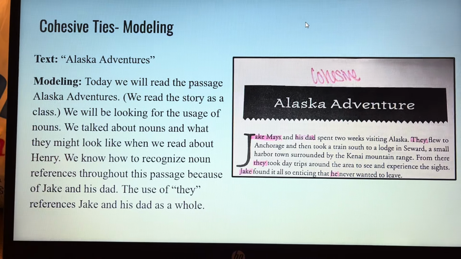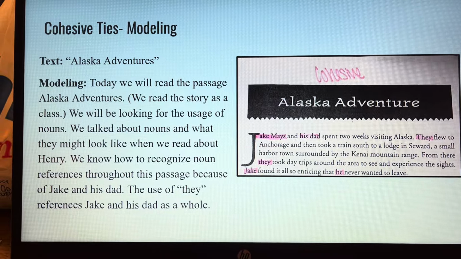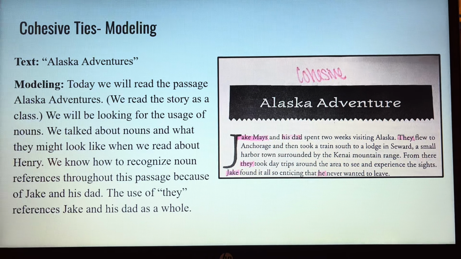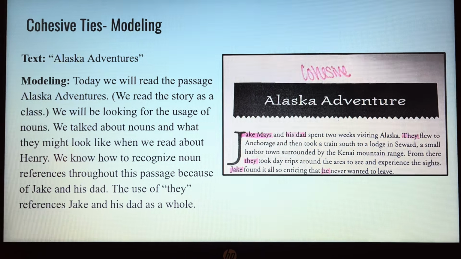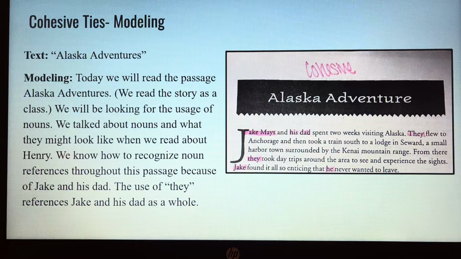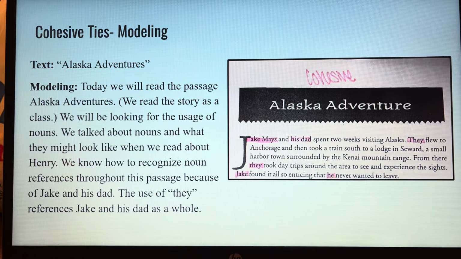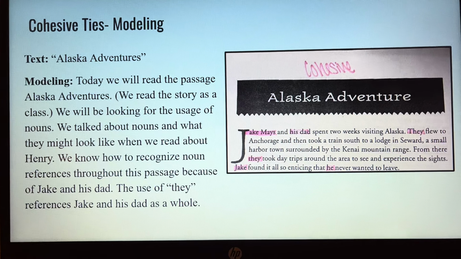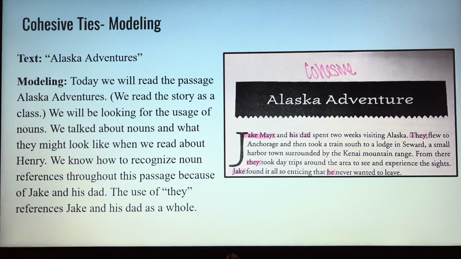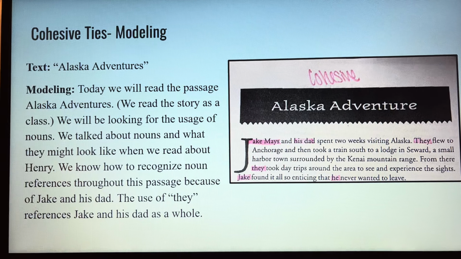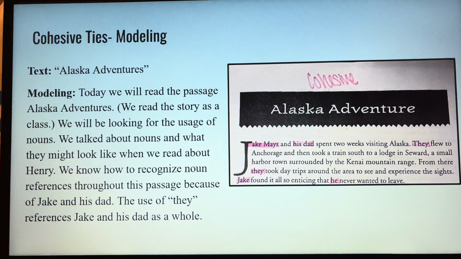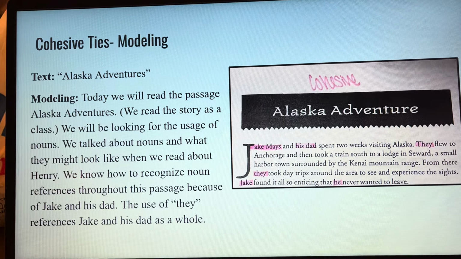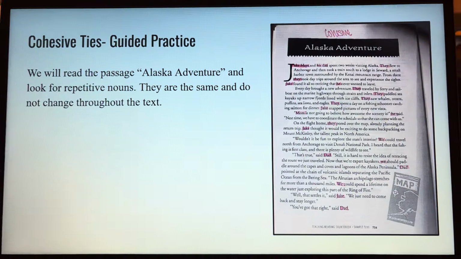Cohesive ties modeling, Alaska Adventures. Today we'll read a passage, the passage Alaska Adventures. We will read the story as a class. We will be looking for the usage of nouns. We talked about the nouns and what they might look like when we read about Henry in prior examples. We know how to recognize noun references throughout the passage because of Jake and his dad. The use of "they" refers to Jake and his dad as a whole.